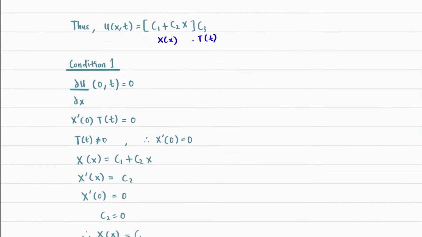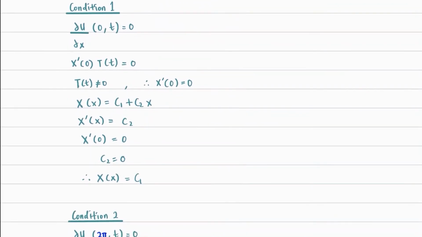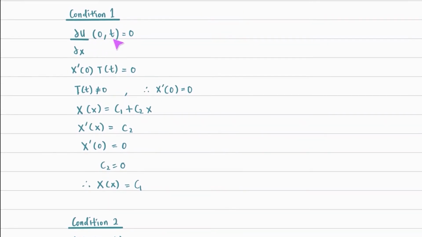Apply the first condition, which is del u del x (0,t) equal to 0, X prime 0 T of t equal to 0. Since T of t does not equal to 0, therefore X prime 0 equal to 0. This is the function for X. Differentiate X with respect to x, it will be X prime x equal to c2. X prime 0 equal to 0, hence c2 equal to 0. Therefore, X of x is equal to c1 only because c2 is equal to 0.